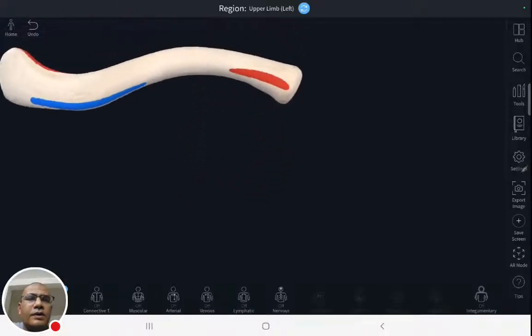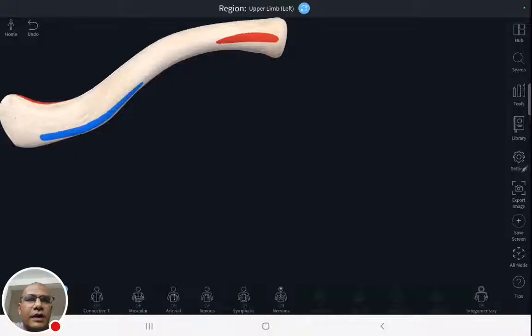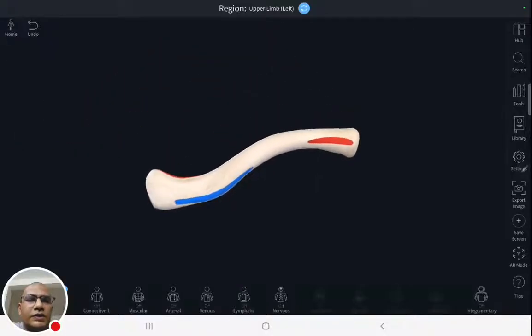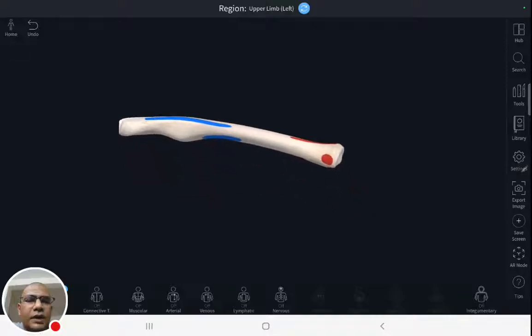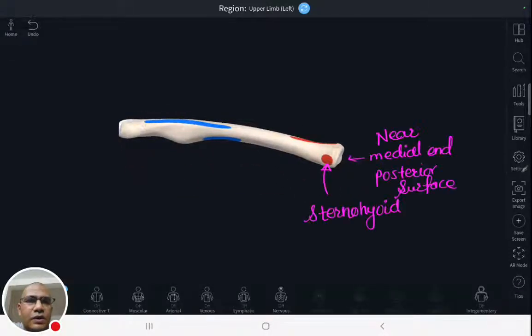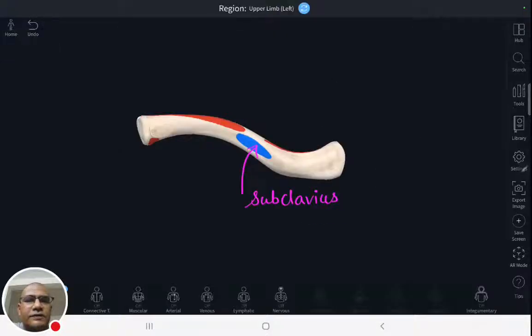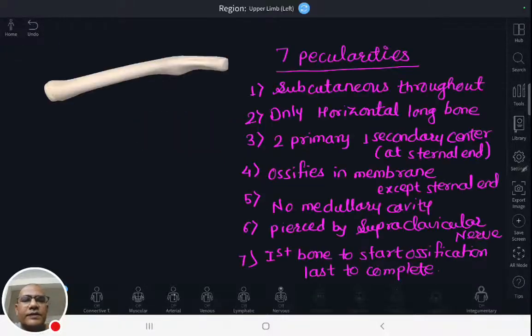Now we will turn the clavicle and have a look at the posterior surface of the medial end. At the posterior surface of the medial end, we can see a small site of origin. A few fibers of the muscle sternohyoid take origin from this medial end posterior surface. Then we have subclavius muscle.